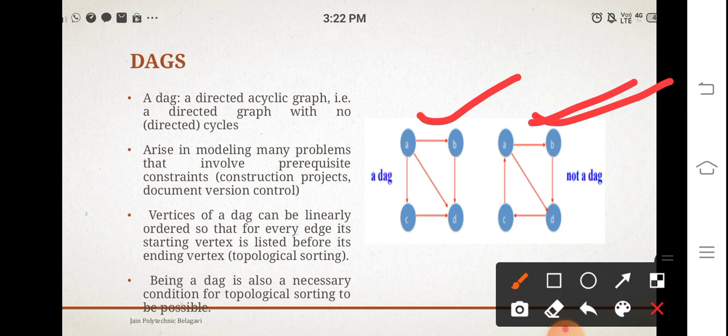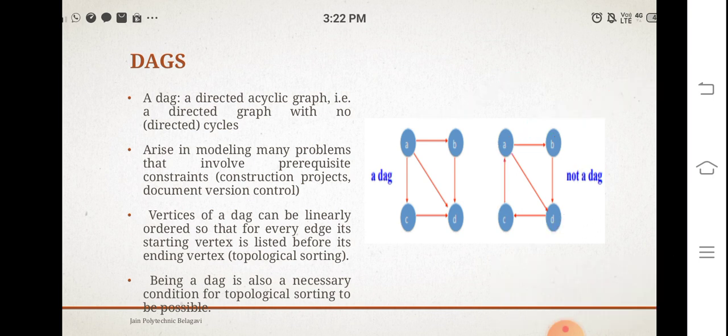That is, it is pointing first A to B, then B to D, then D to C, then C to A again. It is creating a cycle here. So this is not a DAG. A DAG is nothing but a directed acyclic graph. So this is about DAGs.